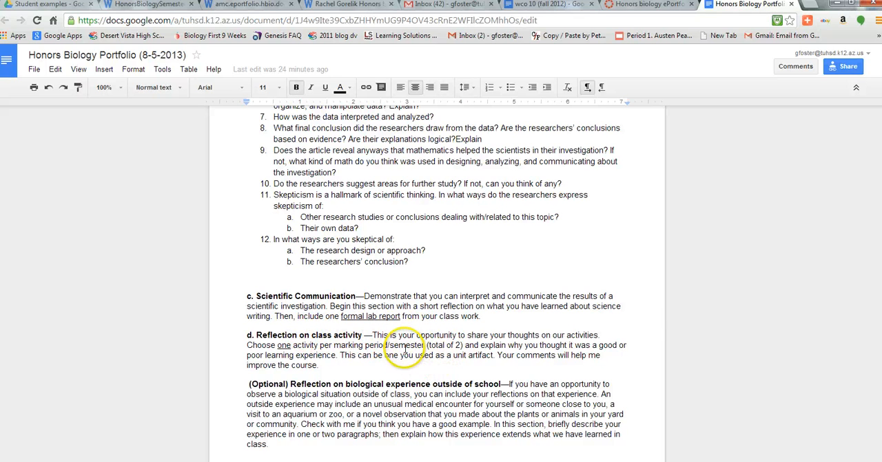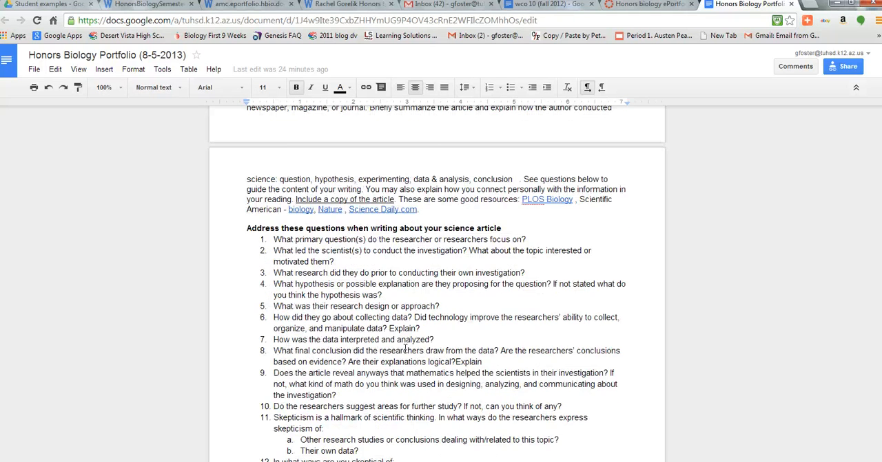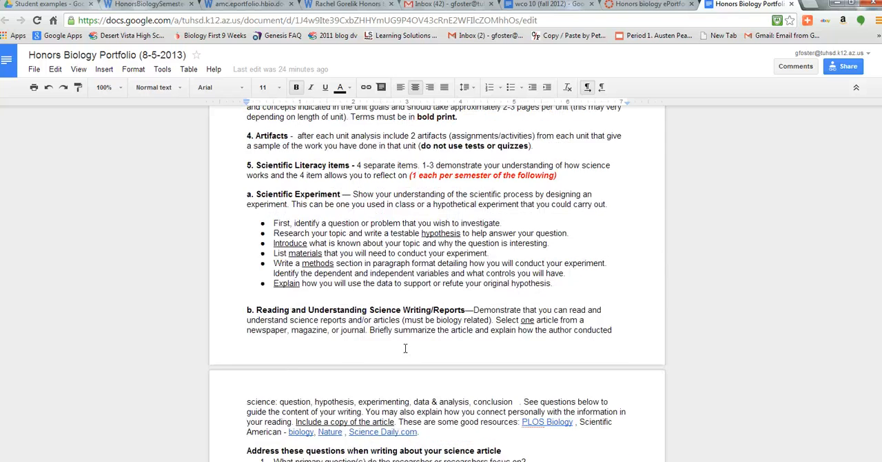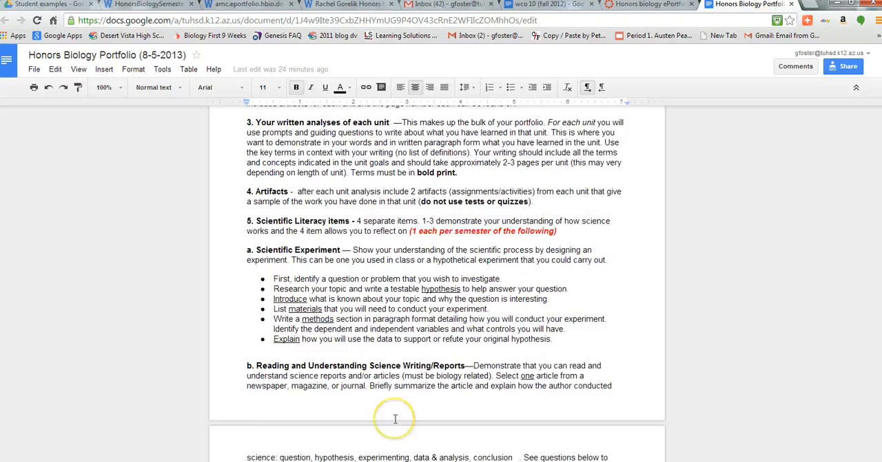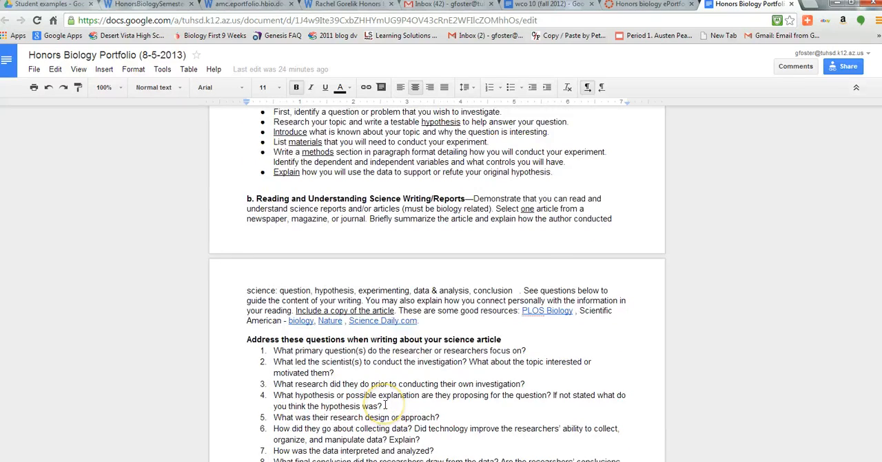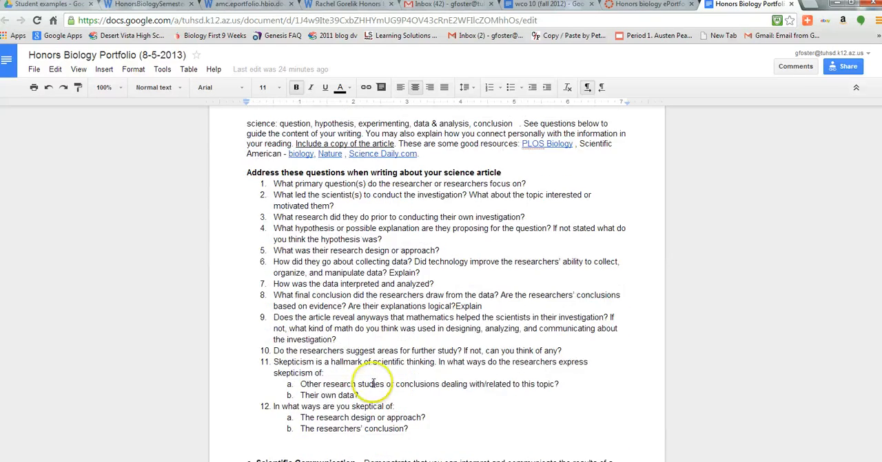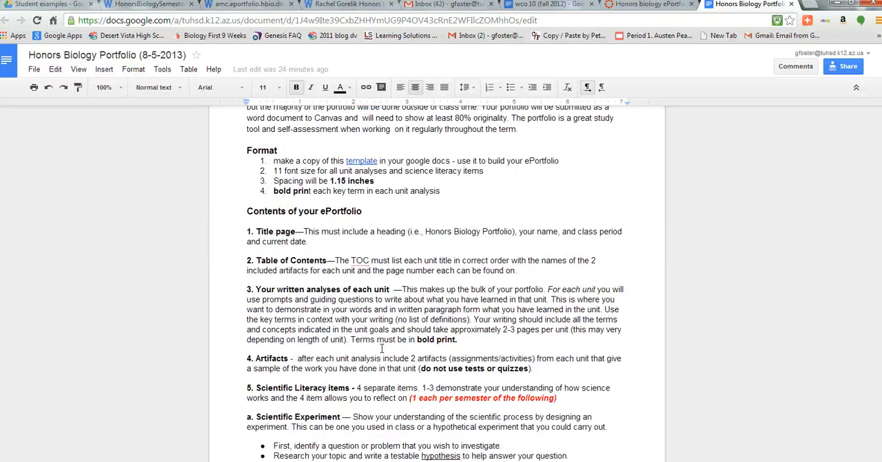We haven't done that yet up to this point, but for this first quarter check that I did, you did do one in class which would satisfy the scientific experiment and the reading and understanding scientific report, which was your case study. You could have used that, or you could do one on your own. So the guidelines for all those are right here.